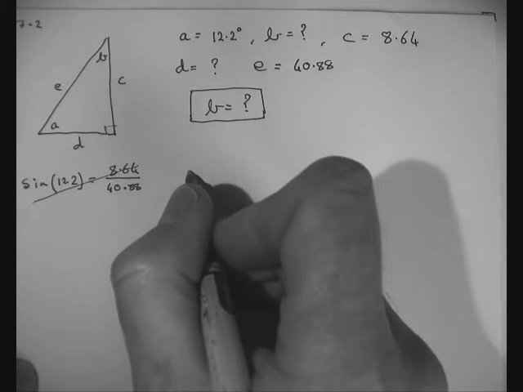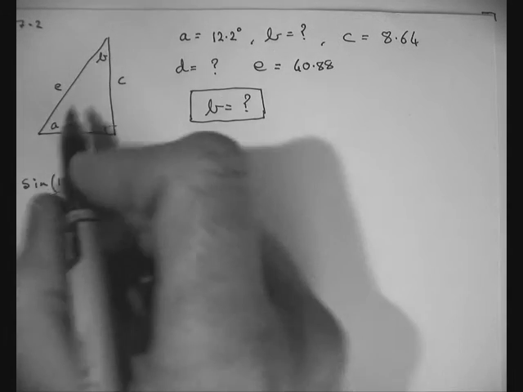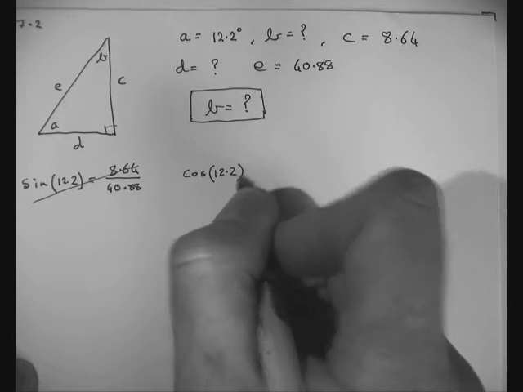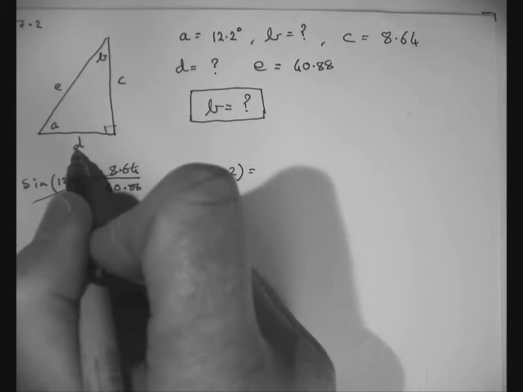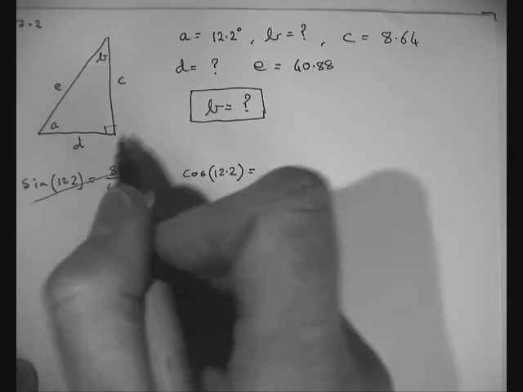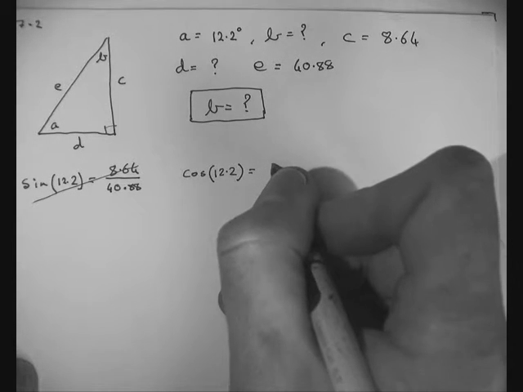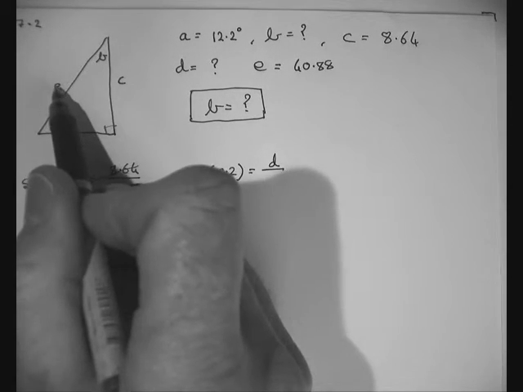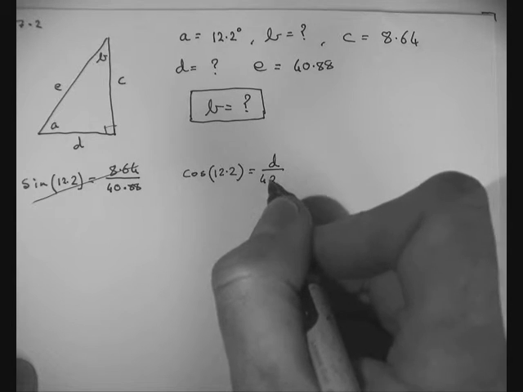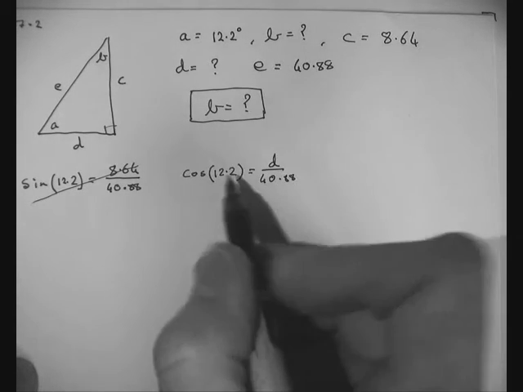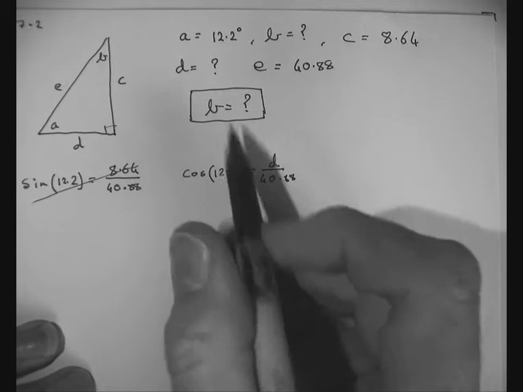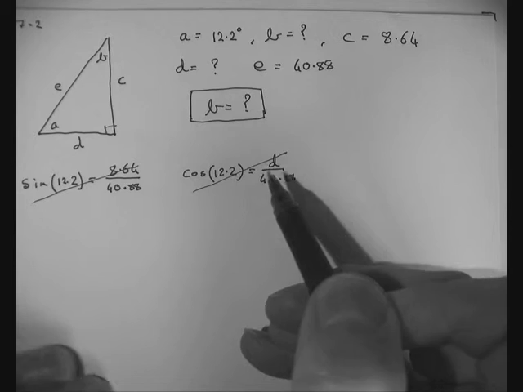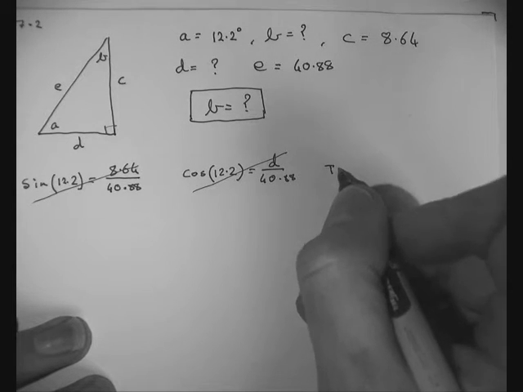Let's check out cosine. The cosine of the angle A, that's the cosine of 12.2 degrees, is equal to the adjacent, which is D. D is adjacent to the angle A. D is an unknown, so we write it down as D, divided by the hypotenuse. The hypotenuse is E, 40.88. This is of no use to us as we're looking for B, and B does not appear in this equation as an unknown.